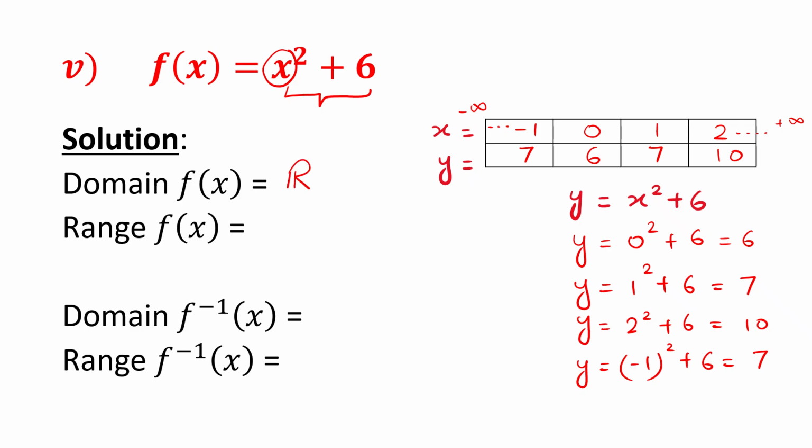Now for range, clearly we can see that there are no negative values in the range. And the smallest value is 6. So the range will be the set consisting of 6 and all positive integers. Now for the inverse function, swap these.